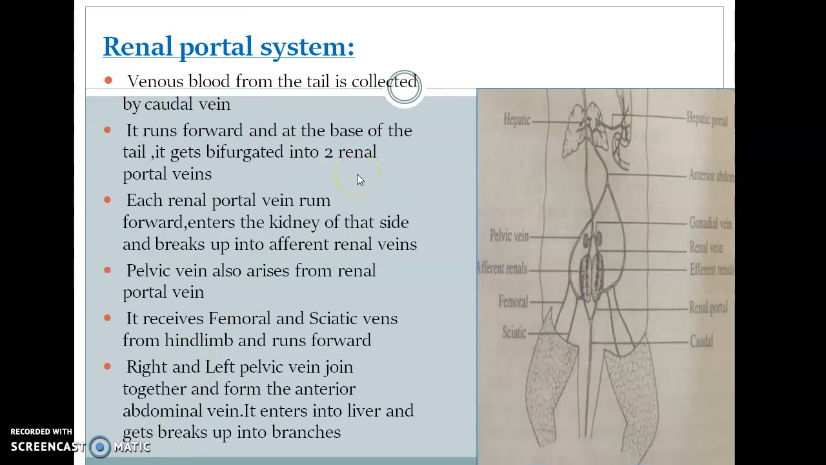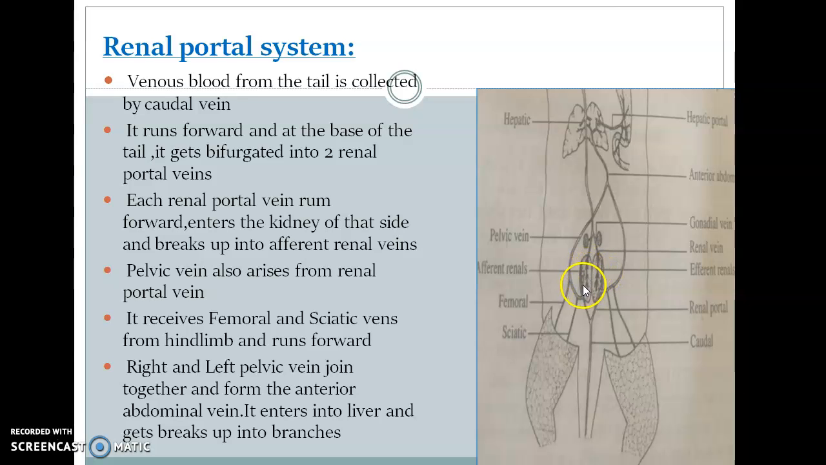Then let's move to the detail of the renal portal system. The renal portal system, I told you, is mainly concerned with collecting venous blood from the tail region by means of the caudal vein, and it runs forward. At the base of the tail, it gets bifurcated into two renal veins. Here you can see that this caudal vein again bifurcates into two different veins, called the renal portal veins. Here you can see right and left renal portal veins bifurcated from the caudal vein, and each renal portal vein comes forward and enters into the kidney of that side.